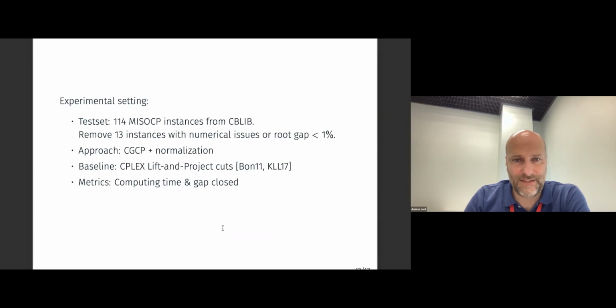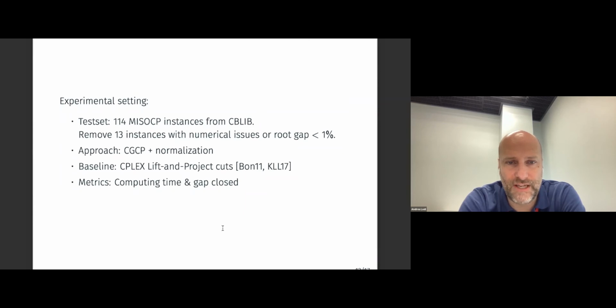So, results. What we did is an experimental, large computational setting on 114 mixed integer second order cone problems that we found in the CBLib. In addition, we have some other things in the paper, but I'm concentrating on those now. I removed 13 instances, so the 114 is after removing 13 instances on which there were numerical issues or the root gap was very small, to be able to appreciate anything.